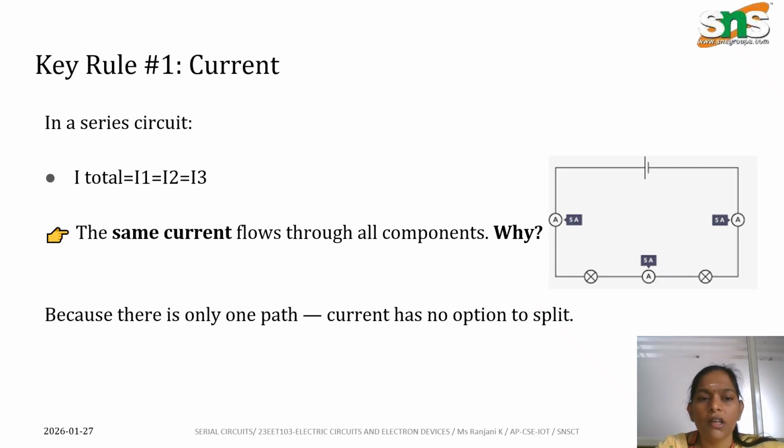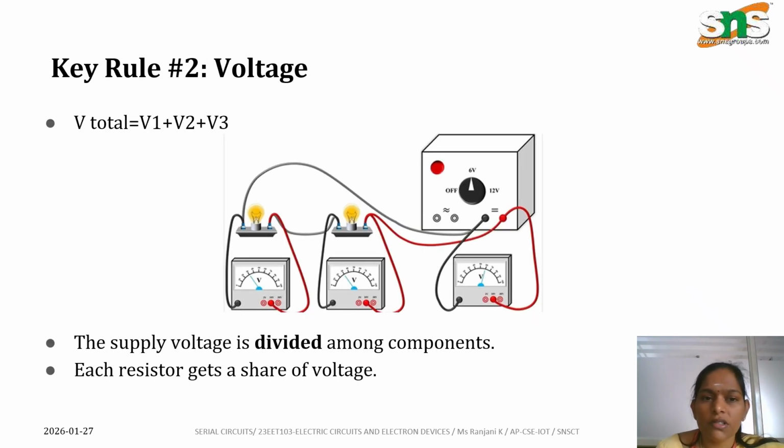So here are three key rules. Key rule number one is about current. In a series circuit, the total current flowing through the circuit is equal to I1, I2, and I3, because the same current flows throughout; there is only one path for current to flow. Key rule number two is about voltage. The total voltage is equal to V1 plus V2 plus V3. So the supply voltage is the sum of the voltages across each component in the circuit.